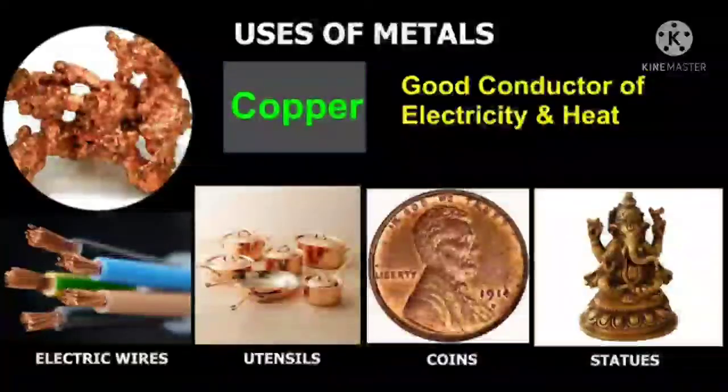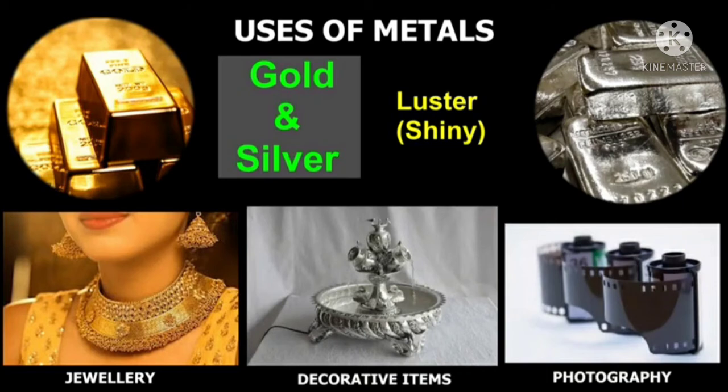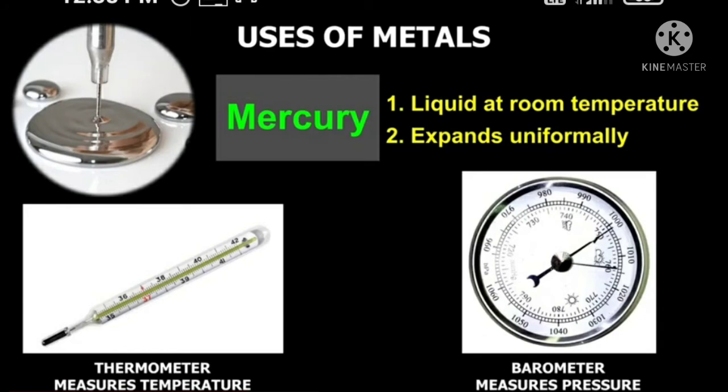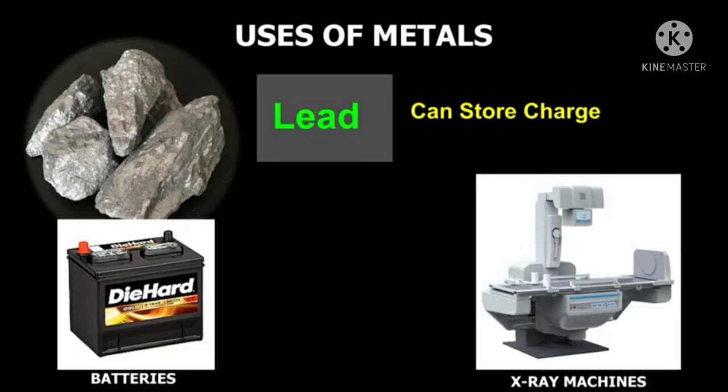Uses of metals. As you know, copper is a good conductor of heat and electricity. It is used for making electric wires, utensils, coins, statues, etc. Because of the lustrous property of gold and silver, they are used for making jewelry, decorative items, photography, etc. Mercury is a liquid metal and is used in thermometers and barometers. Because of the ductile property of aluminium, it can be drawn into wires and can be used in the manufacture of planes. Lead is a metal and is used in batteries, X-ray machines, etc.